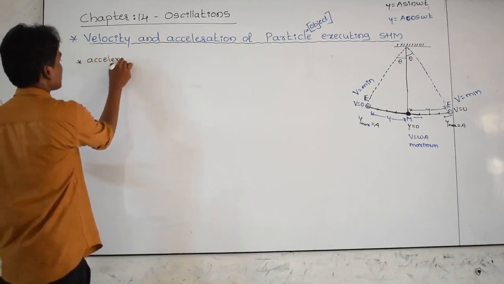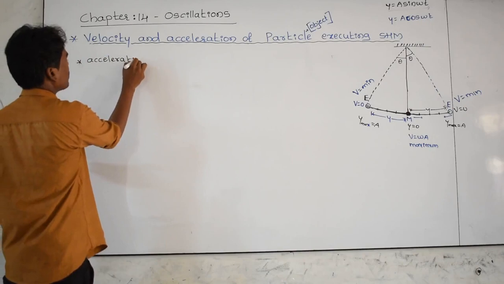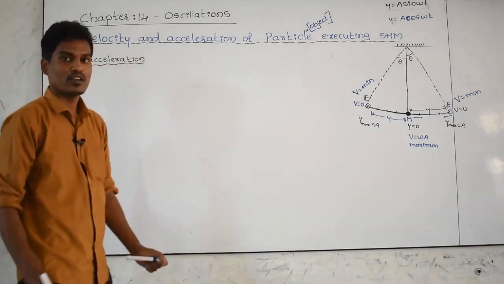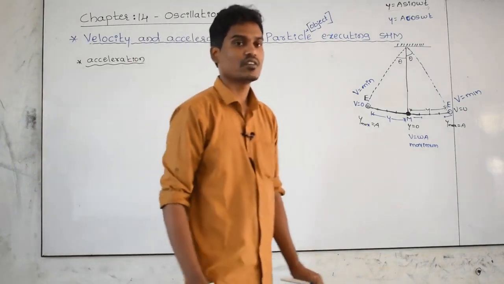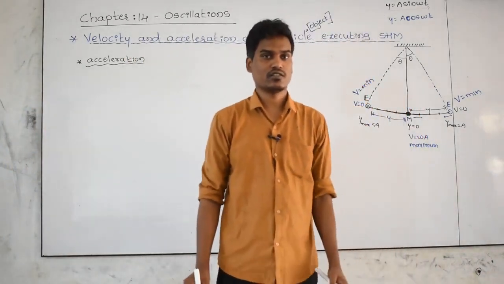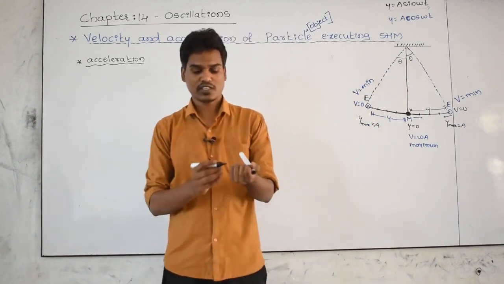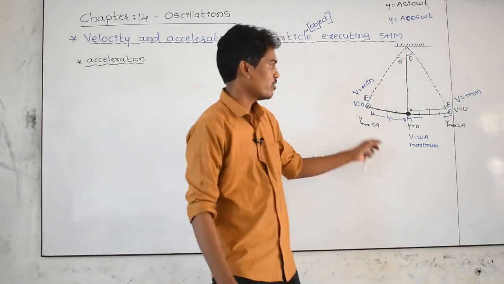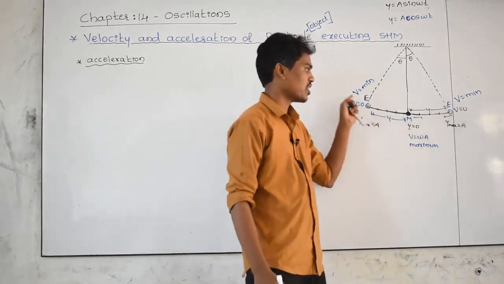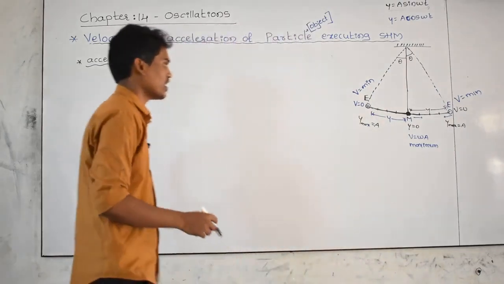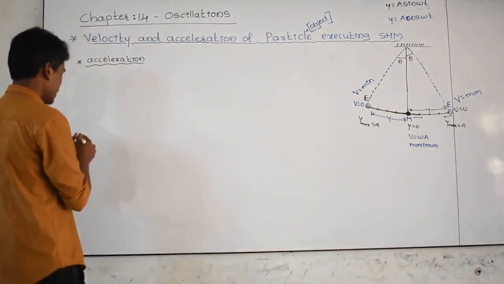Whenever the object is executing simple harmonic motion, at each and every point, what is the acceleration of the body? What is the definition of acceleration? Change in velocity is called acceleration. Change in displacement is called velocity, but change in velocity is called acceleration. Whenever the object is executing simple harmonic motion, how to find its acceleration? Again there is a formula, as you know very well.